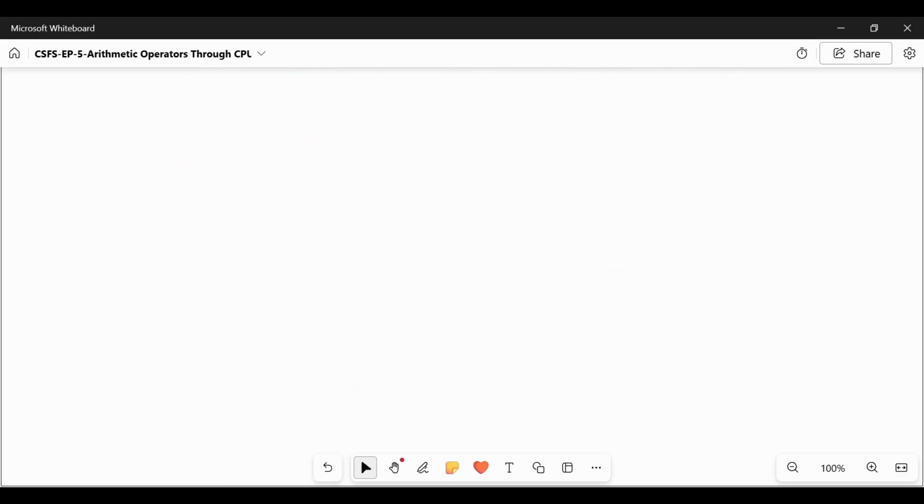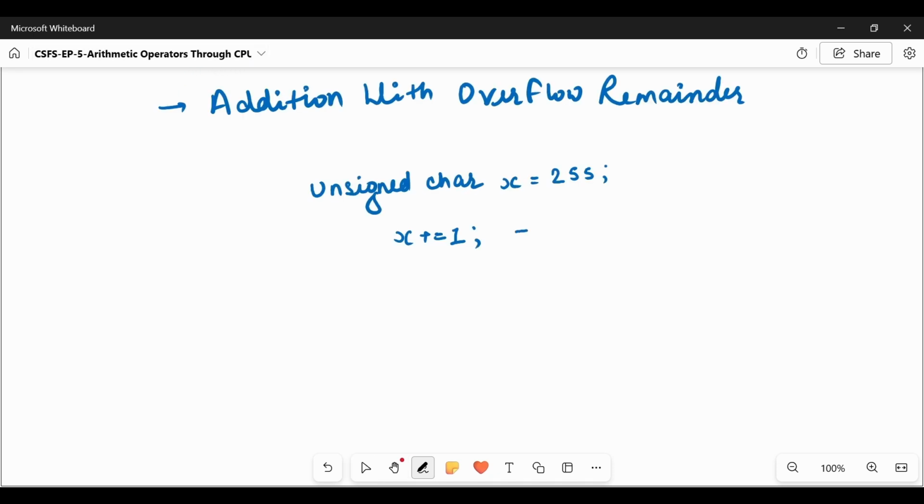So next we are going to check addition with overflow, remainder and signed char. So char is 1 byte. 1 byte means 0 to 2 to the power 7, that is 128 possible values, 0 to 127. At maximum, if all bits are 1, we will get 255. Now we are doing one addition operation. So we are moving to 2 to the power 8.